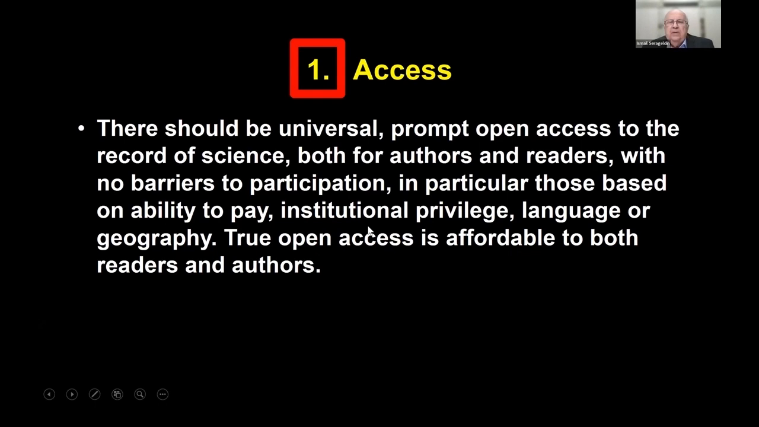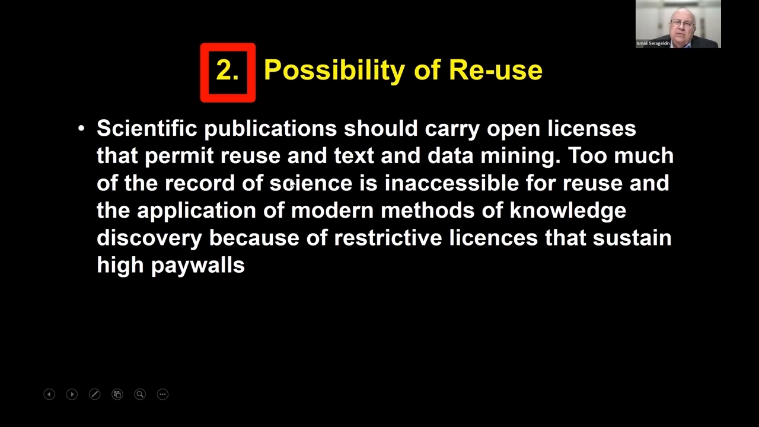That the possibility of reuse of the information should be available. There should be no licensing obstacles to that. And application of modern methods of knowledge on past information is important. Then peer review must continue to be a fundamental part of the scientific process.